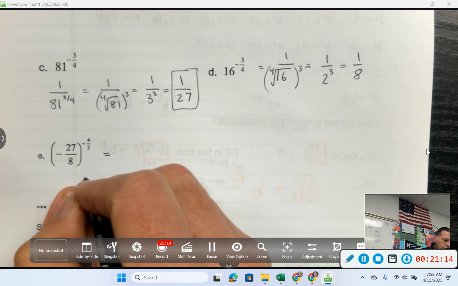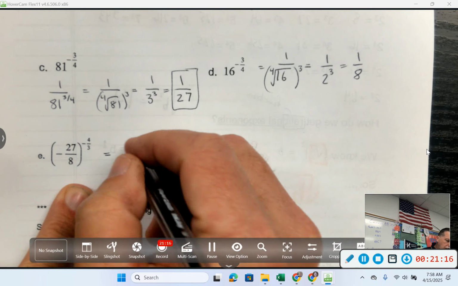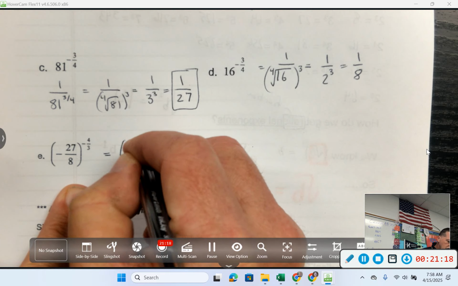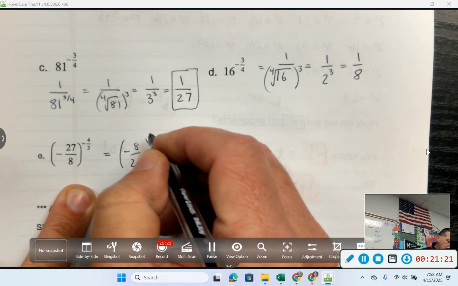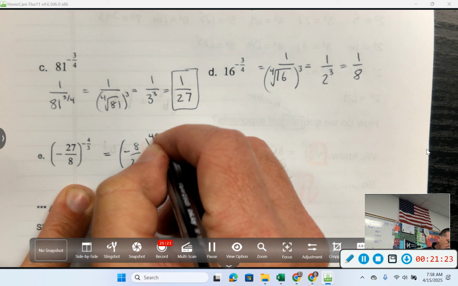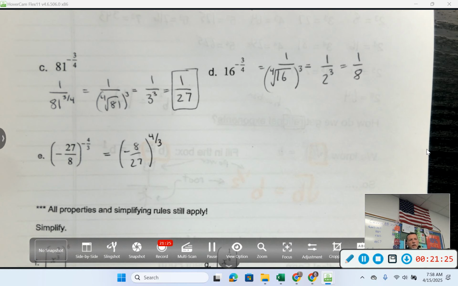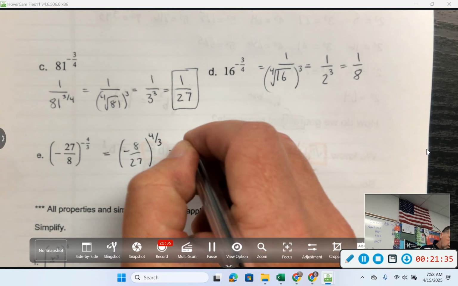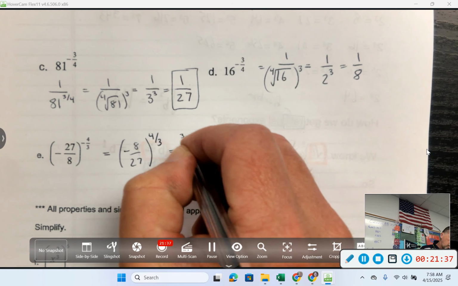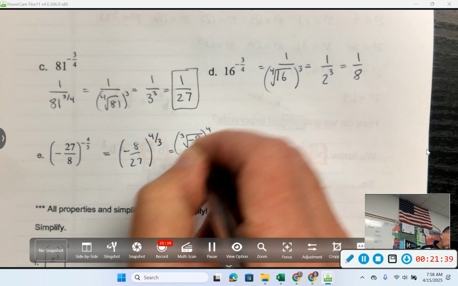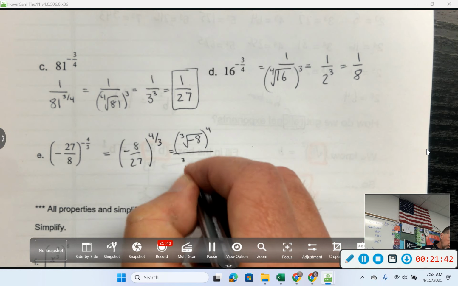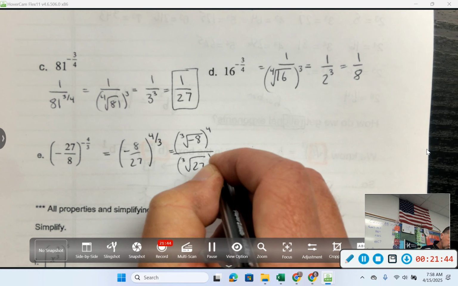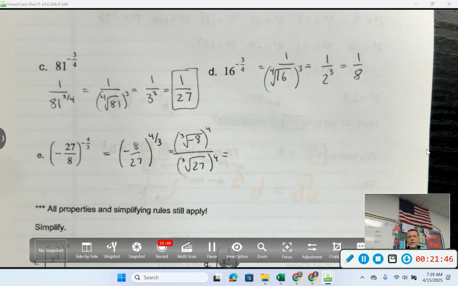Okay, a lot of things going on here. So negative exponent, I'll flip this thing over. So negative 8/27 to the 4/3. And I guess I need to put the negative on either the 8 or the 27. It doesn't really matter. Negative 8. Again, cube root first, probably preferred. Definitely preferred. I don't know what 8 to the 4th is.